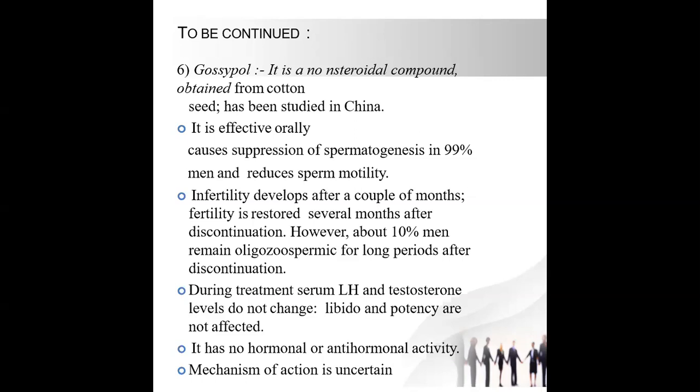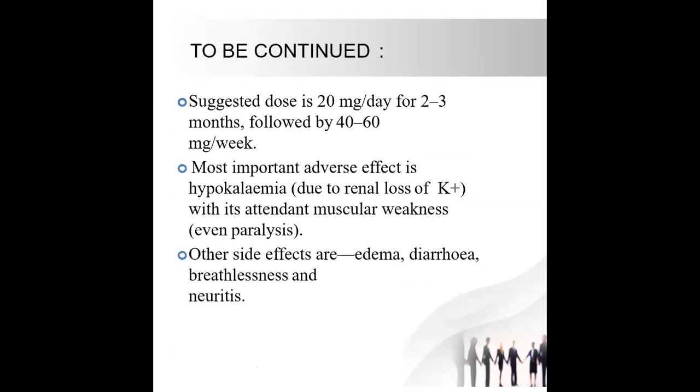The mechanism of action of Gossypol is not very certain, and the suggested dose of Gossypol is 20 milligrams per day for 2 to 3 months, followed by 40 to 60 milligrams per week. Its most important adverse effect is hypokalemia due to renal loss of potassium, with its attendant muscular weakness, even paralysis, that is hypokalemic paralysis. Other side effects are edema, diarrhea, breathlessness, and neuritis.